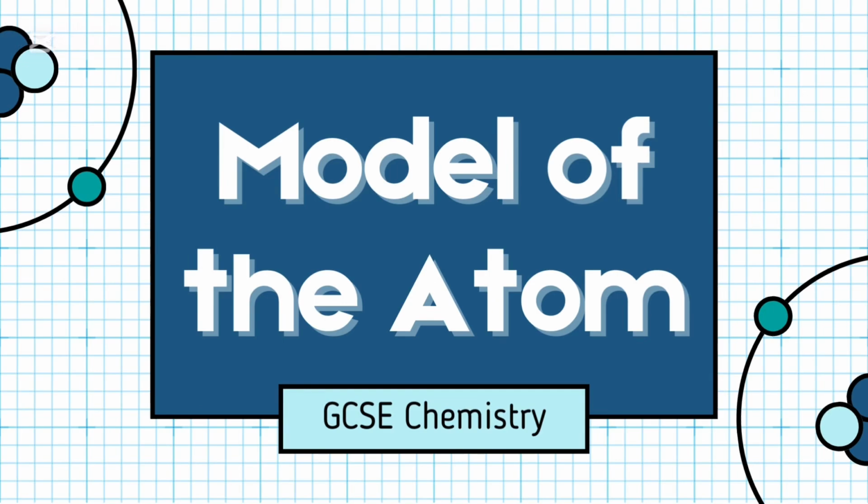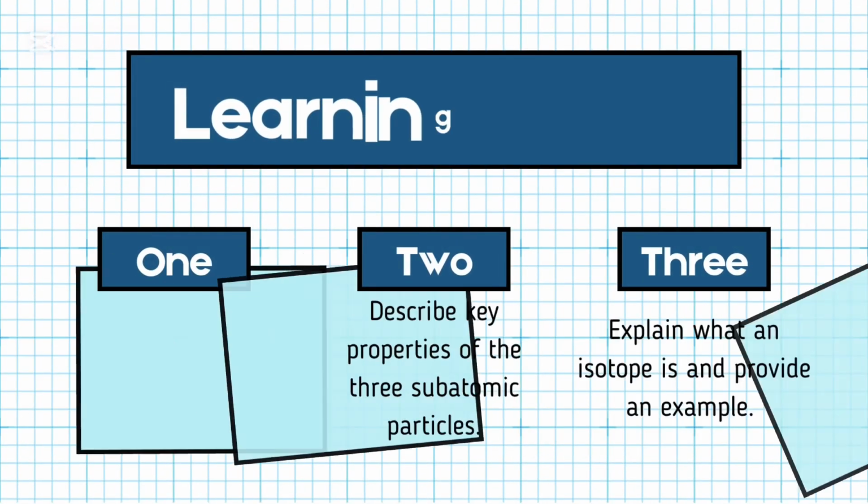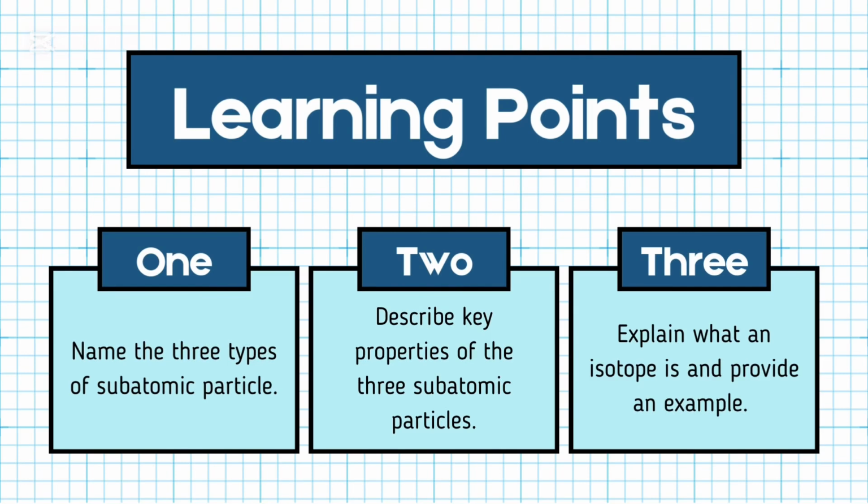Model of the atom. Learning points. 1. Name the three parts of subatomic particles. 2. Describe key properties of the three subatomic particles. 3. Explain what an isotope is and provide an example.